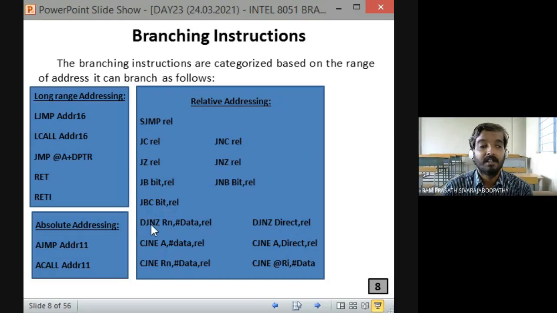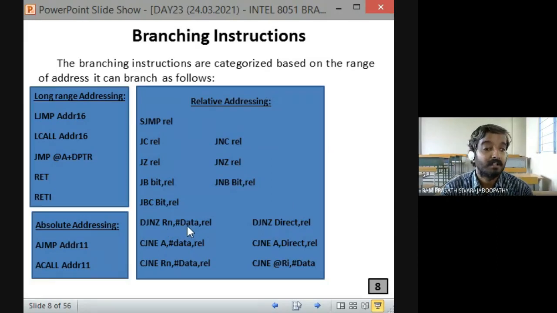That's it. Fine. DJNZ. We have discussed this instruction in the lab session itself. DJNZ means what? DJNZ stands for what? Kindly type it in the chat. Decrement a register content. If it is non-zero, then it has to jump. Correct? So we have to mention the name of the register.